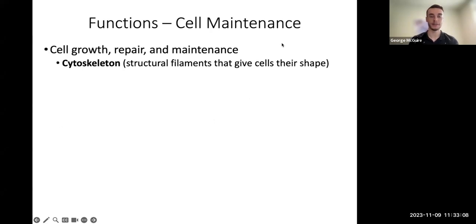Okay, so cellular maintenance. Proteins play a very major role in our cells' abilities to grow, repair, and maintain themselves. So we use proteins to make lots of long fibrous structures that end up creating the skeleton of the cell, the cytoskeleton. These are structural protein filaments that give cells their shape.